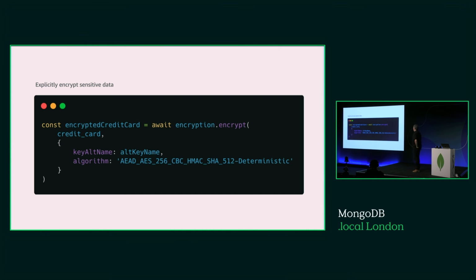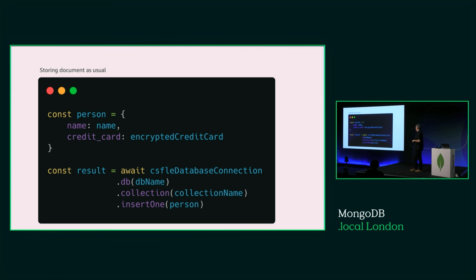Note the last word there, deterministic. It means that the same key plus the same data will generate the same encrypted result. This is very convenient if you want to search by credit card later. Non-deterministic means same key, same data, different result every time you encrypt. It's convenient if you are not trying to search on the encrypted data later.